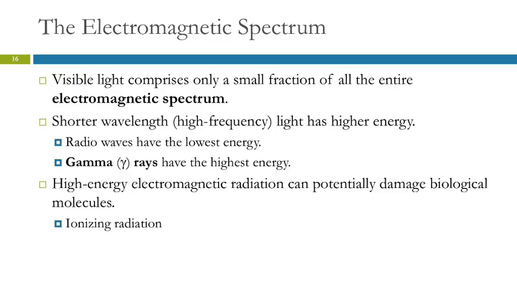So we talked about rainbows, and that's a spectrum, a range of different wavelengths. We can also look at the overall electromagnetic spectrum. Visible light is only one teeny tiny part of the entire electromagnetic spectrum.